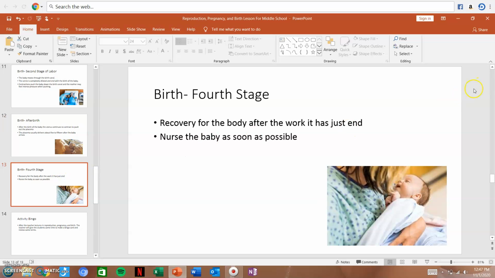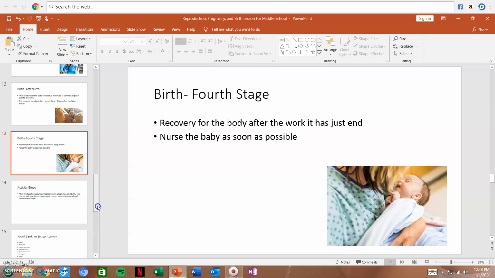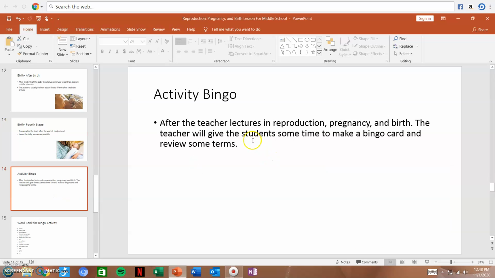And then birth, stage 4: recovery for the body after the work it has just done, and nurse the baby as soon as possible. So now that was my lecture.